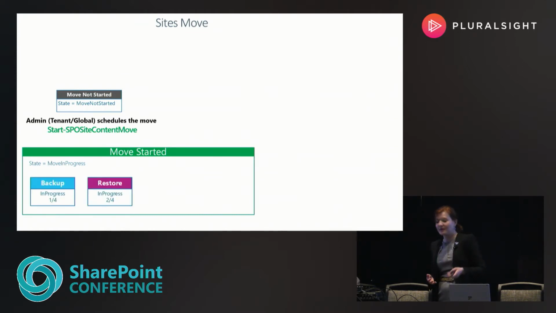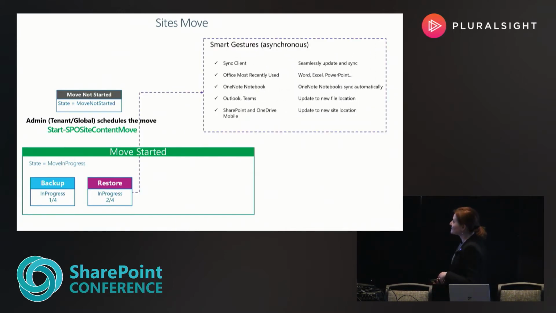So once the move begins, we take a backup of the site in the source location, and then we perform a restore in the destination location of the site. Next up, as part of the restore, we do what are called smart gestures. The smart gestures are special signals that we send to the service so that the service can adapt to the URL change. Because as you know, we have certain things that are quite URL dependent.